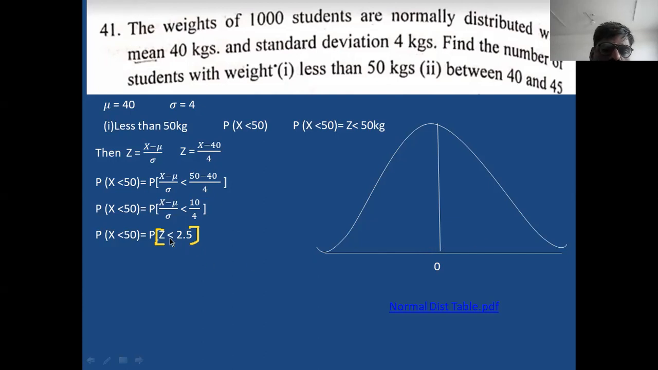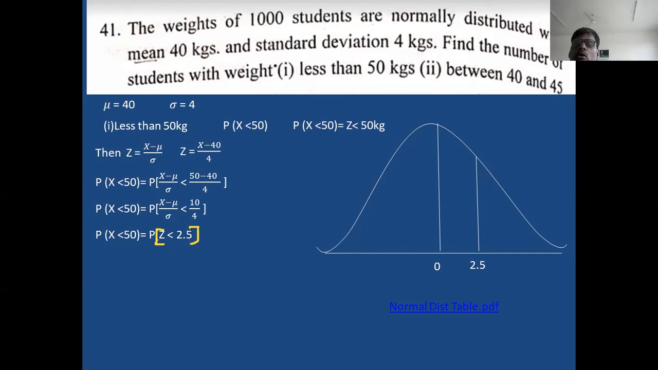Your answer, Z is smaller than 2.5. 2.5 is a positive number, so you mark the positive side. You draw one line in the positive side at any place, more or less. Okay, you write this line as 2.5.